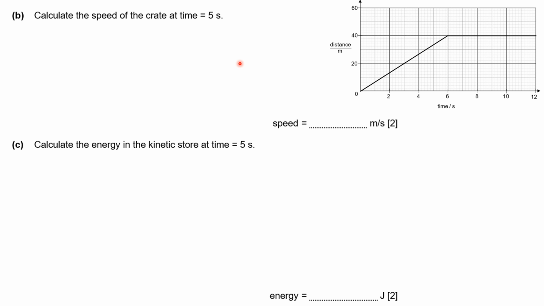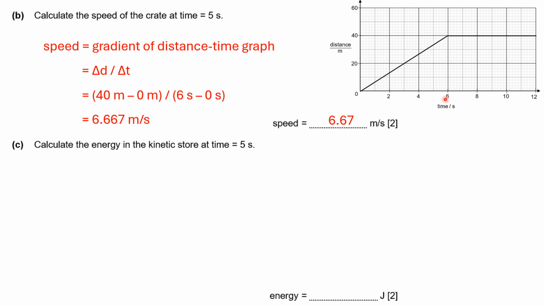Next, calculate the speed of the crate at 5 seconds. So t equals 5. Now we need to know the formula or the definition that the speed is the gradient of the distance time graph, and this can be given by delta D over delta T. So if we look at this triangle over here, the change in distance divided by the change in time. The change in distance would be 40 meters, and the time taken would be 6 seconds. We round it off to 3 SF to get 6.67 meters per second.